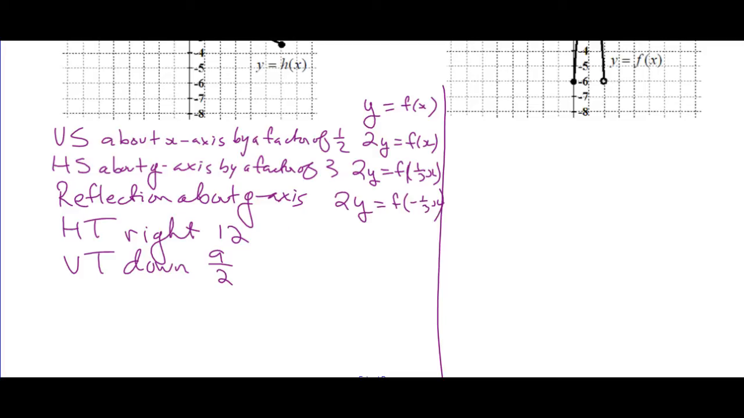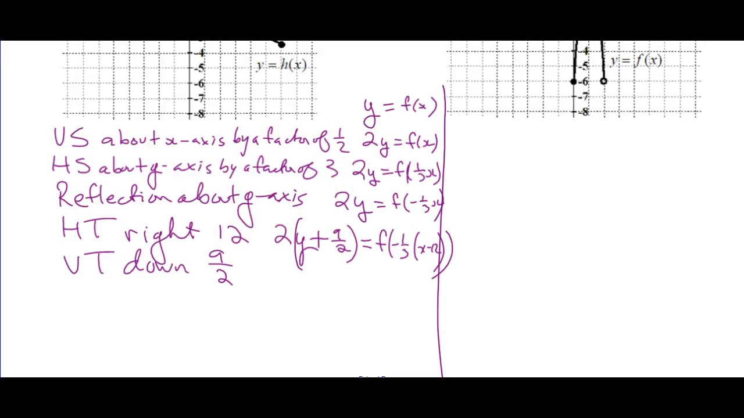Right 12, so now I got 2. I'm going to do these two together actually, right? Because one is on y and one is on x, so I don't have to. So it's going to be 2 down, so plus 9/2 is equal to f of negative 1/3, and I'm going to replace x with x minus 12. And close off that parenthesis as well.